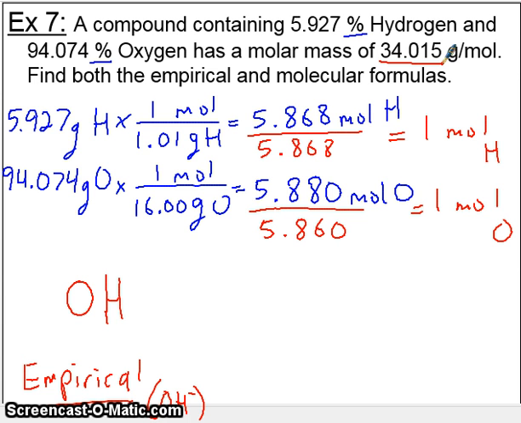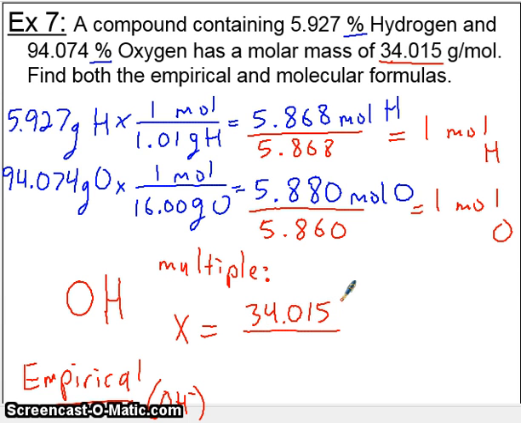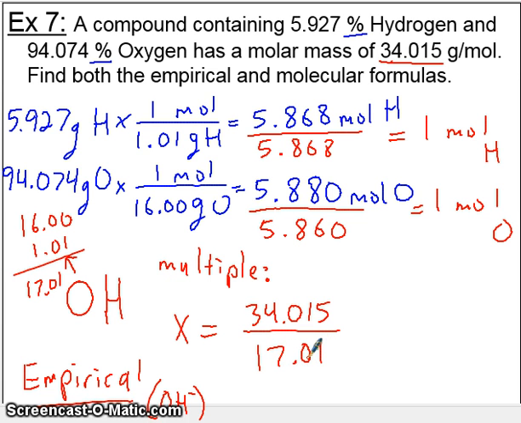So let's find our multiple. And the multiple was, you take the 2 different masses and you divide them by each other. So you take the bigger mass, which is 34.015, divided by the smaller mass. Now the smaller mass is the mass of OH. The mass here, we have 16.00 for oxygen, we have 1.01 for hydrogen. That gives us 17.01. So we'll put 17.01 down here. Now you can see in this case that the multiple gets us 2.